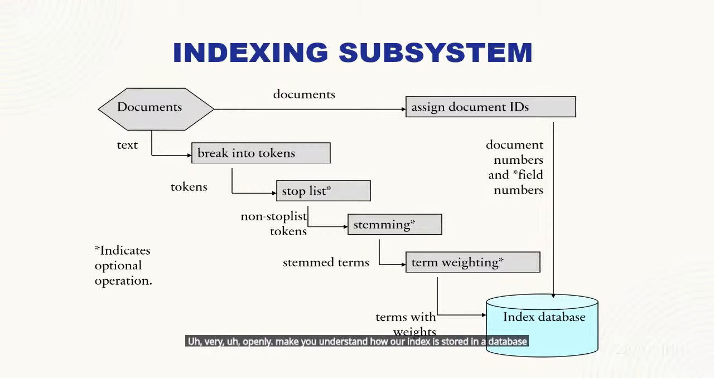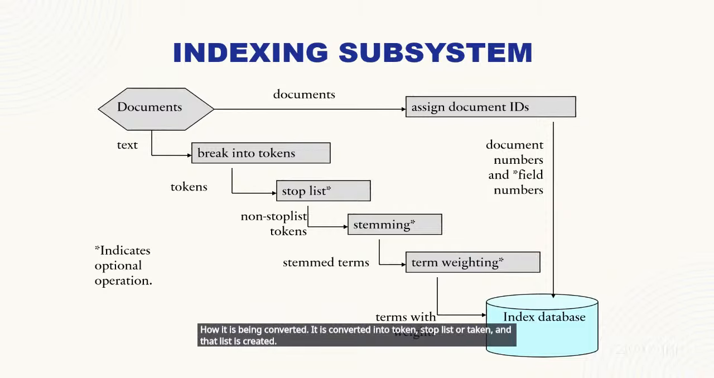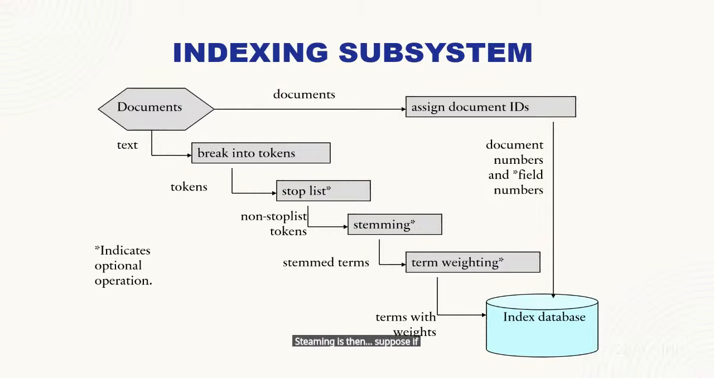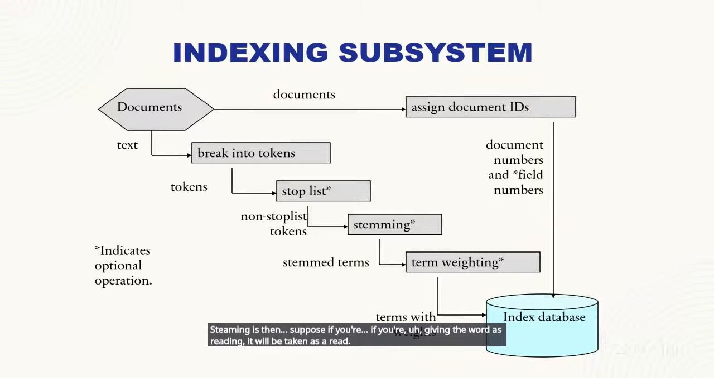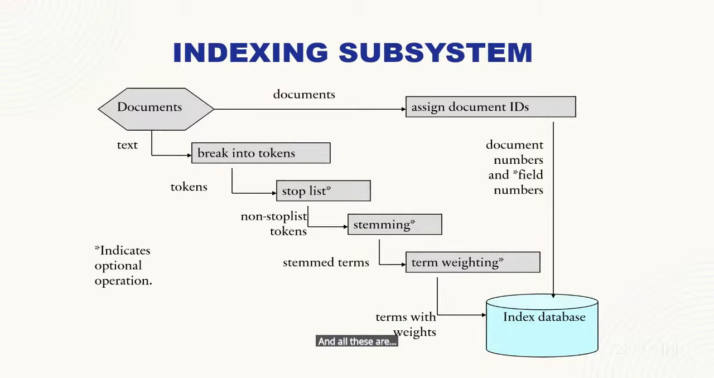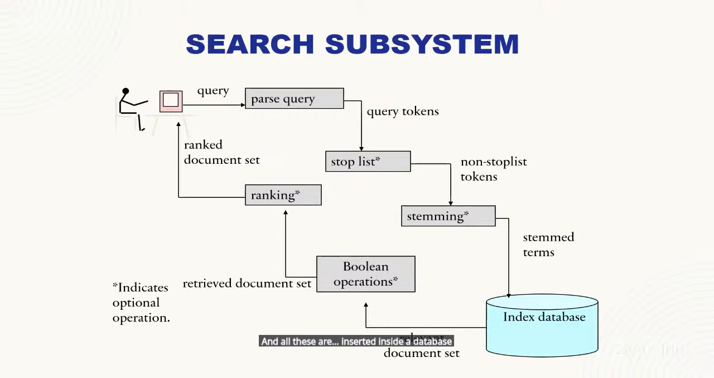Whenever you give a statement, this is how it is converted. It is converted into tokens, stop list is applied, and that list is created. Stemming is done. Suppose you give the word reading, it will be taken as read. And all these are inserted inside a database. This is the indexing subsystem. We have already indexed, we are done with everything. Suppose I need to retrieve data from the database, then what is the procedure?